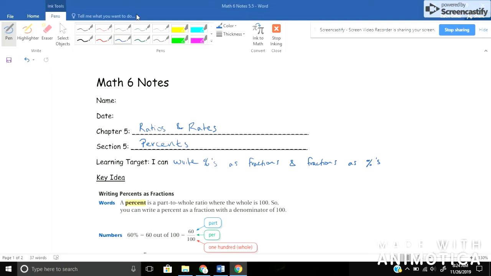Okay. First, I would just want to talk about the meaning of the word percent, and the word cent actually means 100. So the word cent, that means 100. Okay, so when it says per cent, that means per 100.